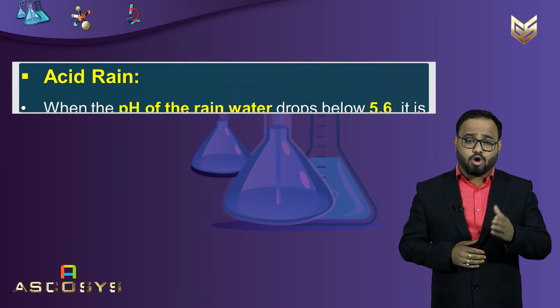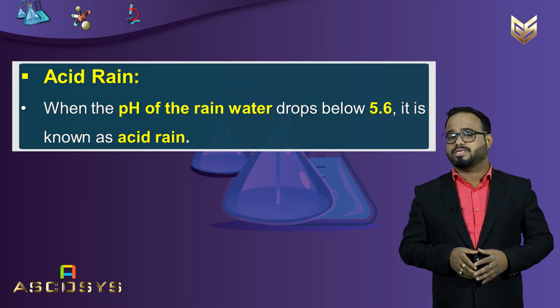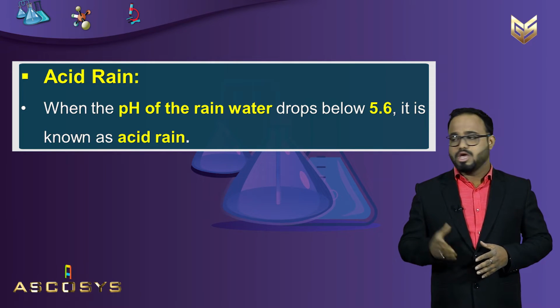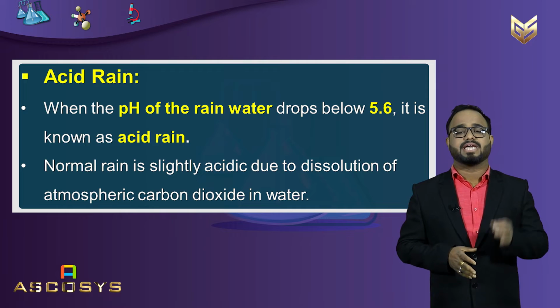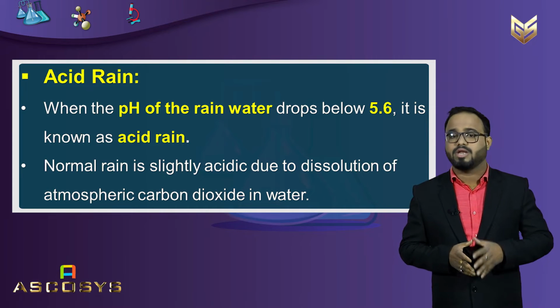Acid rain, all of you know about acid rain. When the pH of rainwater drops below 5.6, it is called acid rain. Normal rain is slightly acidic due to the dissolution of atmospheric carbon dioxide in water. So with this we finish the initial part, that is environmental chemistry and pollution. In the next part we shall discuss atmospheric pollution.